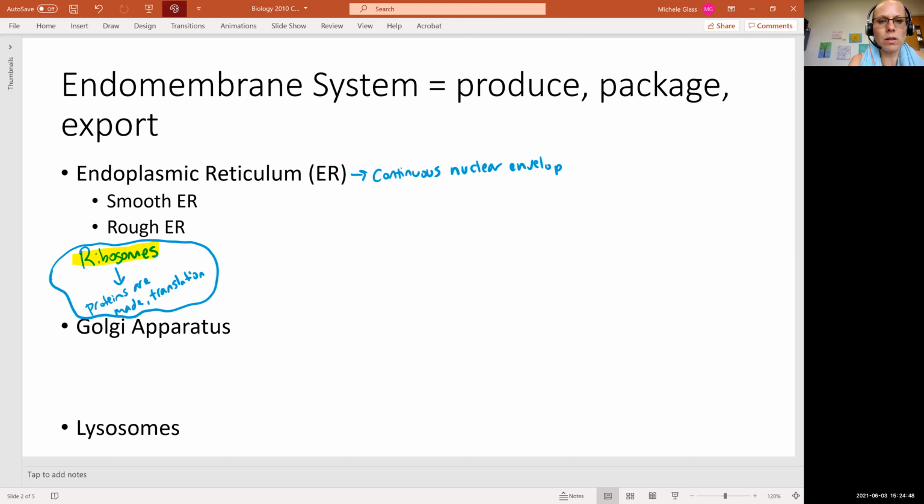Now going back to the rough ER, the rough ER is not making proteins, but it will modify newly made proteins. Remember, we talked about glycoproteins as being proteins with carbohydrates attached. If a carbohydrate is attached to a protein, the protein was made at the ribosome, and then the carbohydrate is attached at the rough ER. So this would be an example.